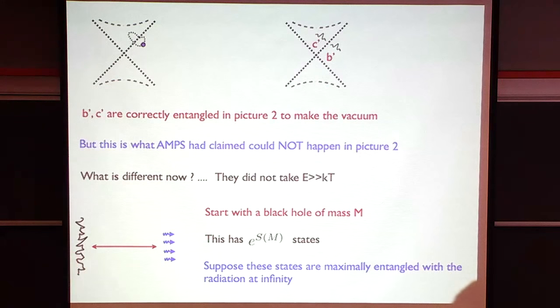Of course, they didn't actually worry about anything like E much bigger than kT. There was no approximation scheme. You just want everything to work. But let's see where that comes in. So let's start with a black hole, and let's say it's gone through half its evaporation, trying to follow the steps involved in the recent debate, and it's maximally entangled after some time, and it has e to the S of M states, and they're maximally entangled with radiation at infinity. M is the current mass.